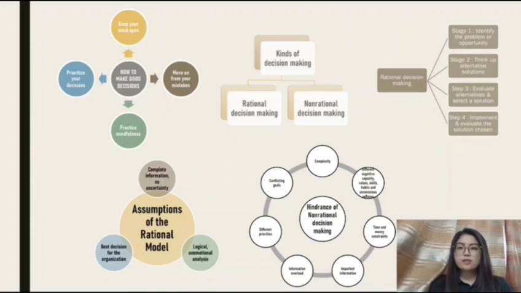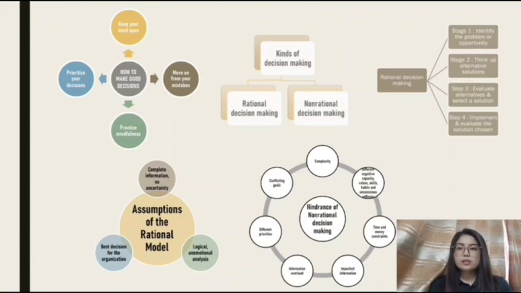The third stage is evaluate alternatives and select a solution. In this stage, you need to evaluate each alternative not only according to cost and quality. Recent research confirms that firms can make better decisions if they utilize these tools in the decision-making process.